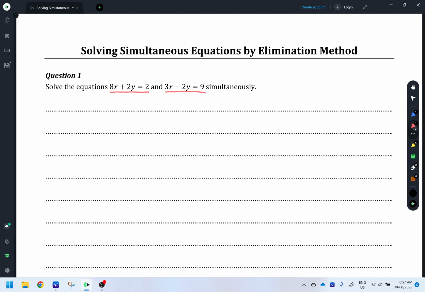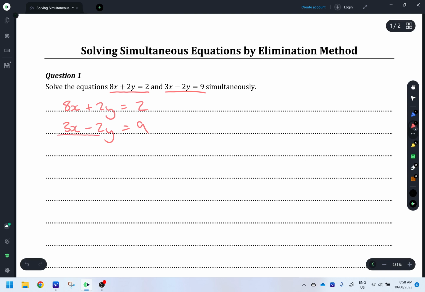The question might not necessarily say use the elimination method or use the substitution method. So we have to decide that. Anyway, because we have the x's and y's on one side and a number on the other side, what we're going to do to start us off is write both of the equations on top of each other. So we have 8x plus 2y equals 2, and we have 3x minus 2y equals 9. So we've written them on top of each other so that our x's are lined up, our y's are lined up, our numbers are lined up.